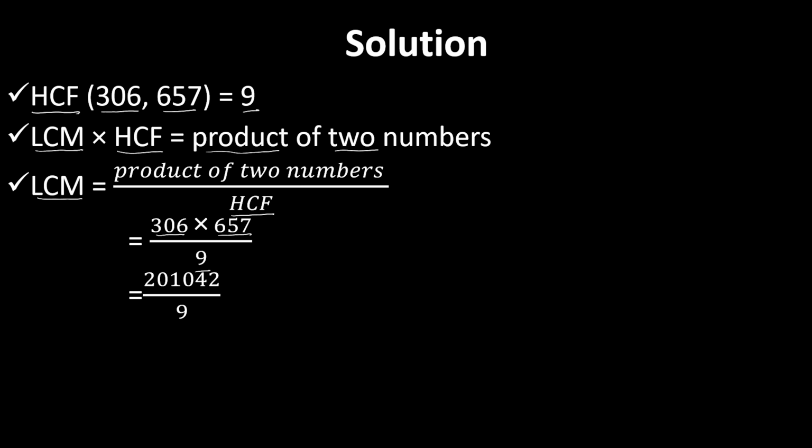Now the product of 306 and 657 is equal to 2,01,042, and if we divide it with 9, we are going to get 22,338. So that is going to be our lowest common multiple for these two numbers 306 and 657.